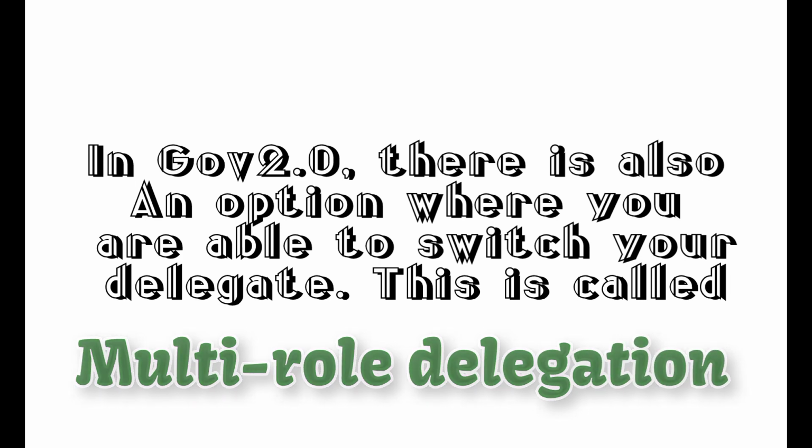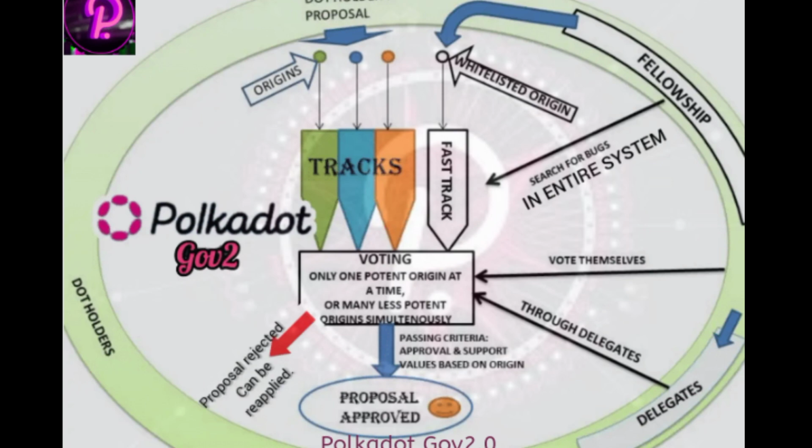Fellowship is a more decentralized alternative for the Technical Committee in Governance 1. It was introduced to help balance the radar between inclusivity and security. The Fellowship is able to create a special origin called a whitelisted origin so that proposals that are for safety and time critical can be passed easily.